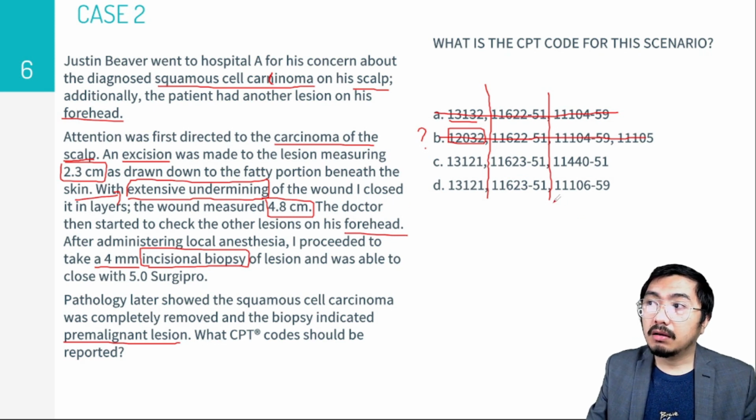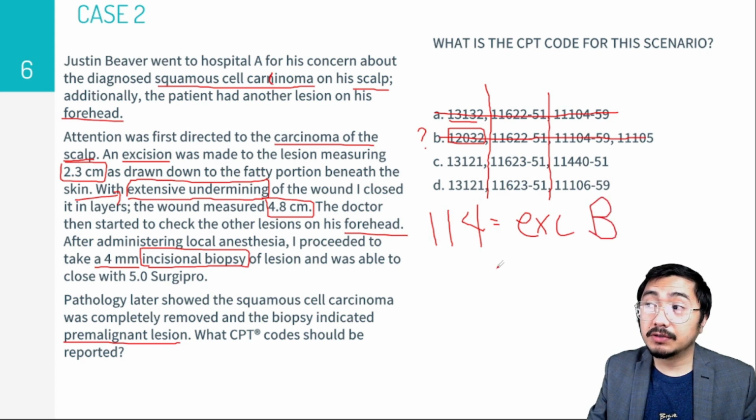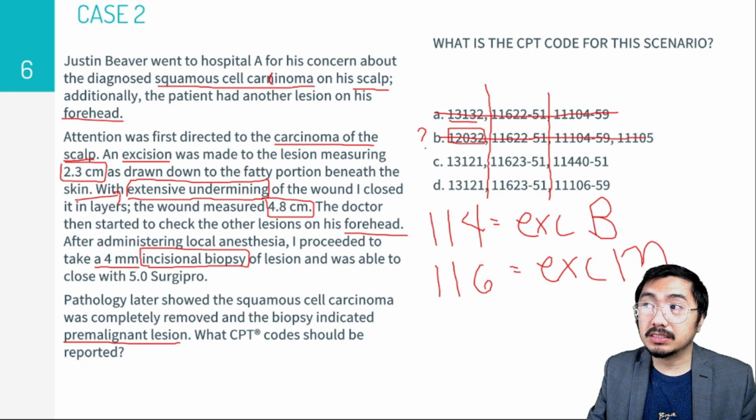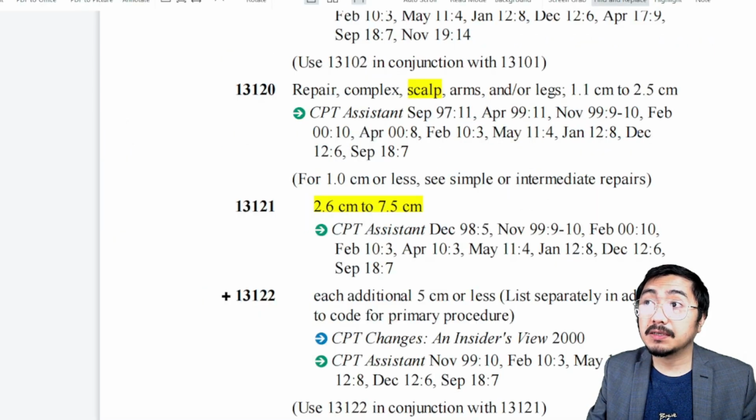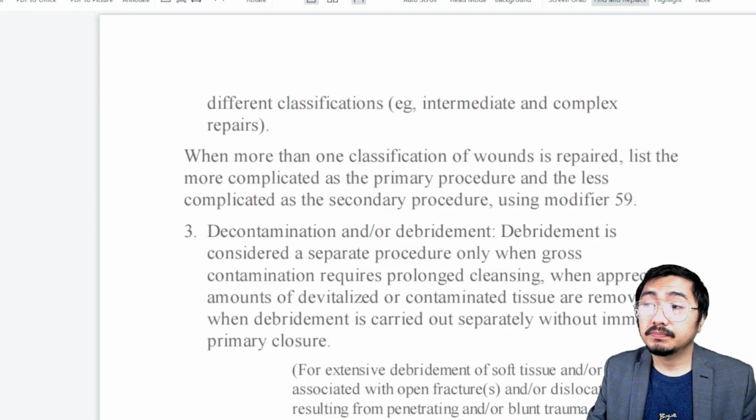Now, of course, we will check the second code here, which is your 11623. So again, there's a technique here, guys. If you see a code starts from 114, high chance that it's your excision of benign lesion. Okay, non-cancerous lesions. 116, if your code starts with 116, high chance that it's excision of malignant lesions. So we're looking for an excision of malignant lesion here for your 116 code. Let's check.